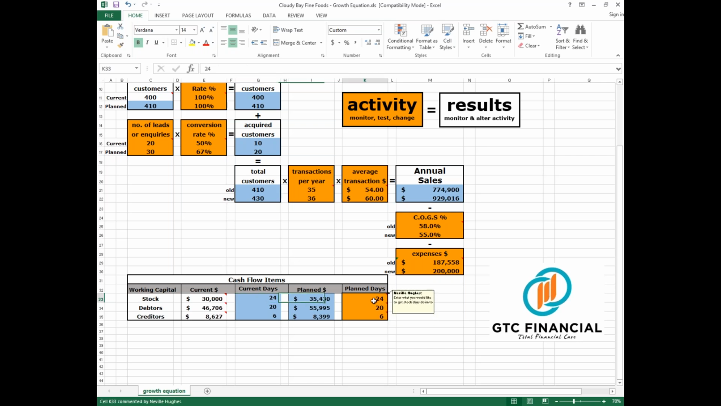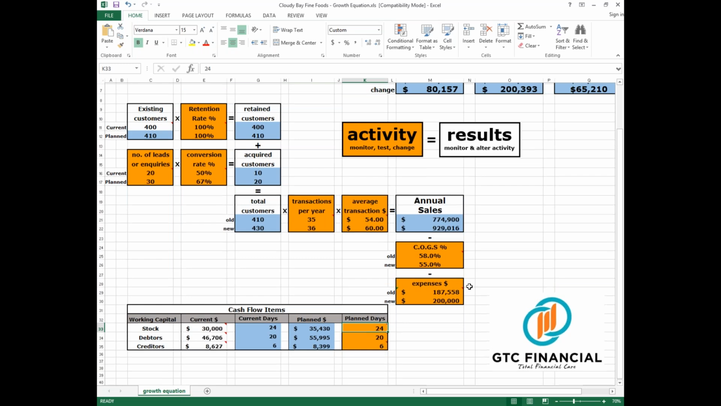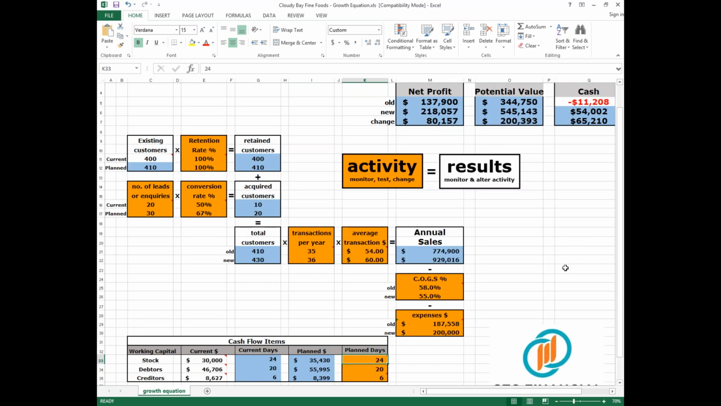So if we reduced her stock from 24, which is a bit over 3 weeks, down to 2 weeks worth of stock, that adds a significant amount of money to her bottom line. It's another $10,000.